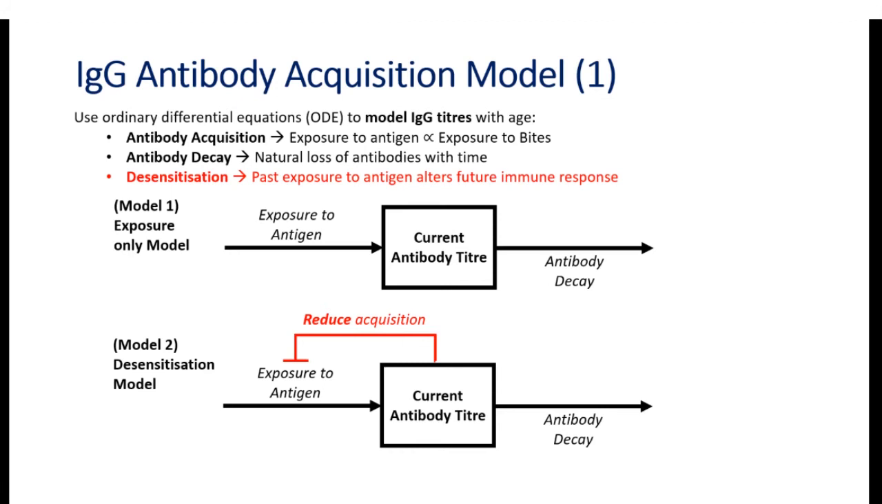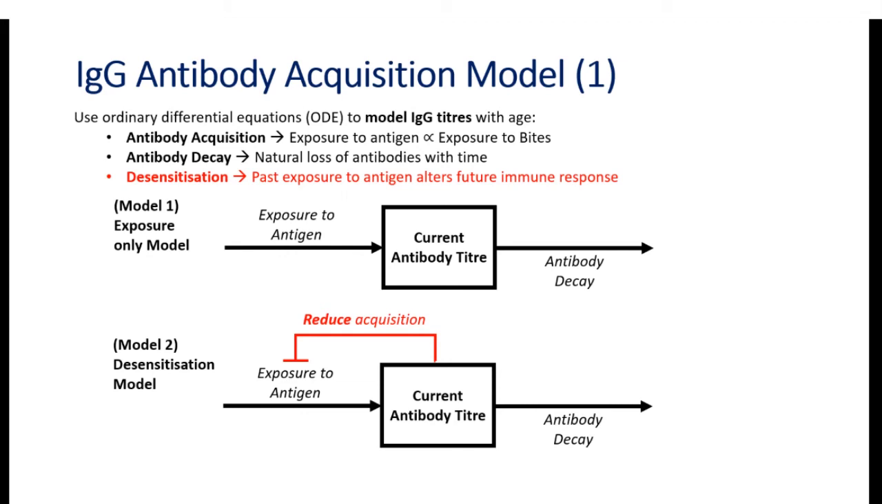So then we want to move from just statistical trends to dynamic trends. What are the factors that are driving changes in antibody titer? To do that, we focused specifically on the IgG data. We used something called an antibody acquisition model. These are modeled using ordinary differential equations, but essentially you can just consider it as a process by which your exposure to blackfly bites allows you to acquire antibodies.